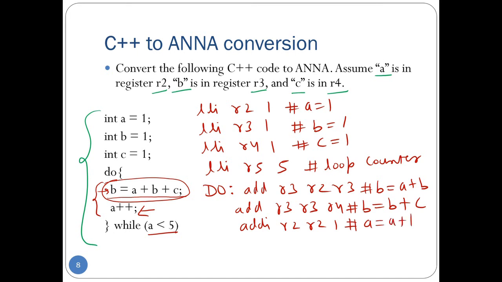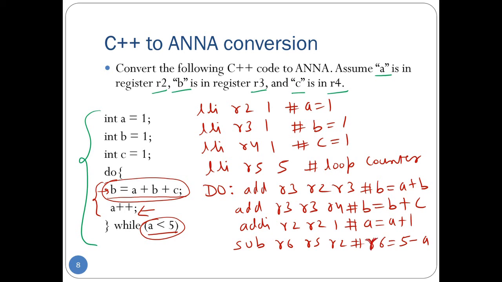Now for the loop condition, we need to check whether A is less than 5. So again, for comparison, we'll use subtraction. So let's use R6, which is another unused register, to compare the value of A with 5. So we'll say subtract R6, R5, R2. So this is basically the same as saying R6 is equal to 5 minus A. Now note that if R6 is greater than 0, it means A is less than 5.